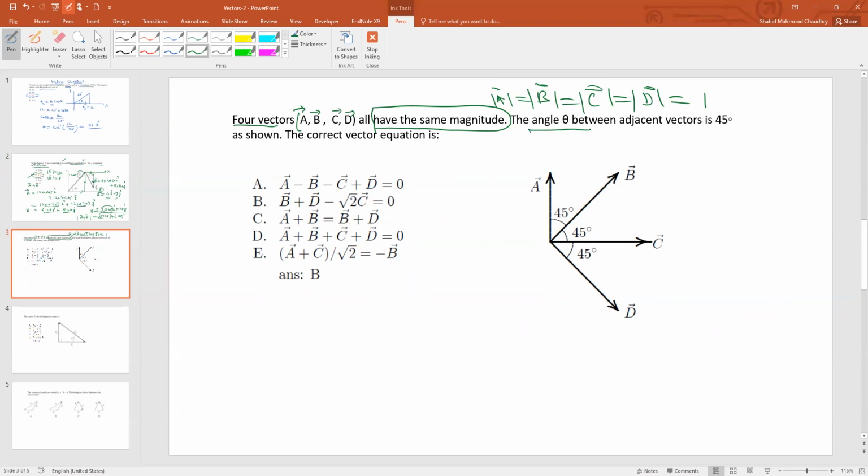So the angle theta between the adjacent vectors is 45. This value is given. As shown, the correct vector equation is... So which one is the correct answer? This is the question. To see this, what do you have to do? First, you have to find the A, B, C, and D vectors in component form.